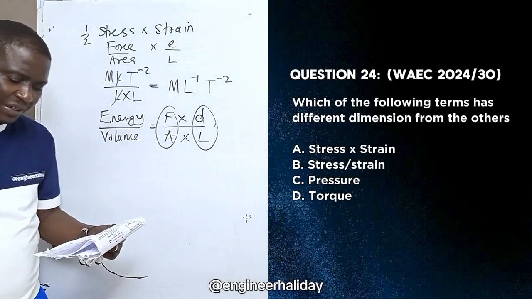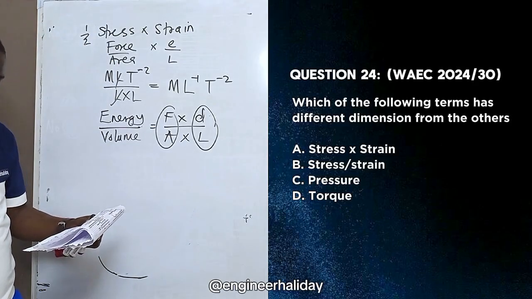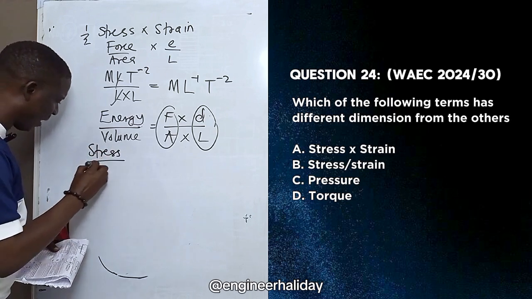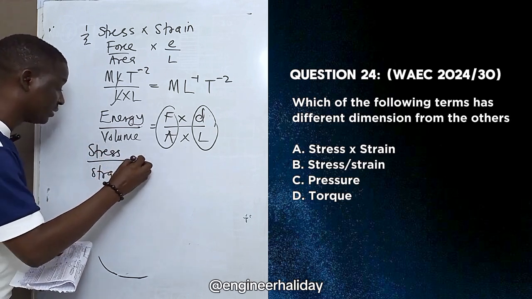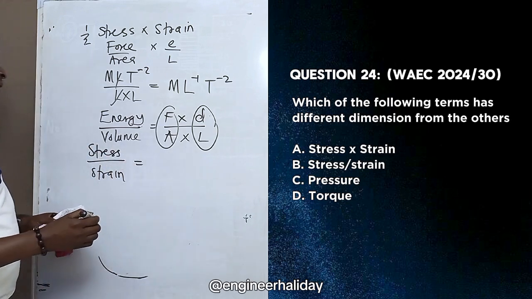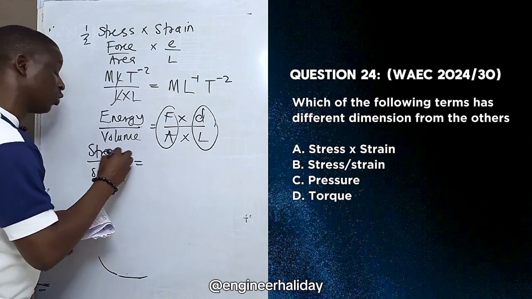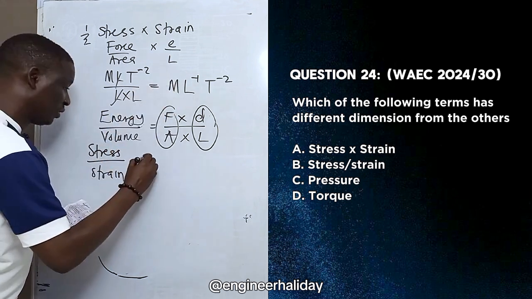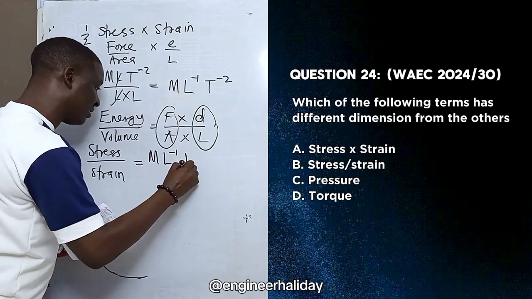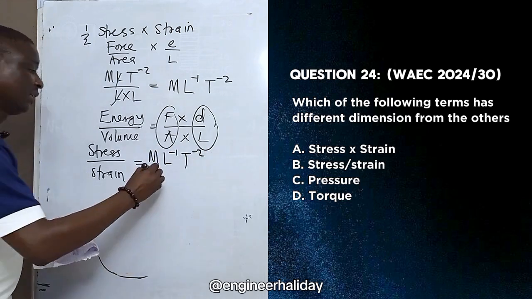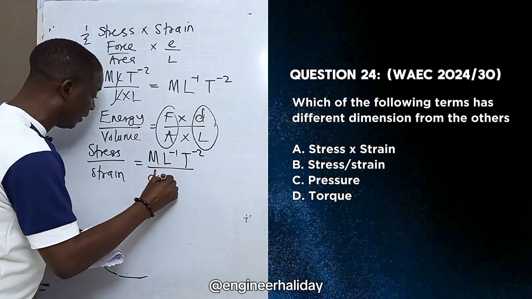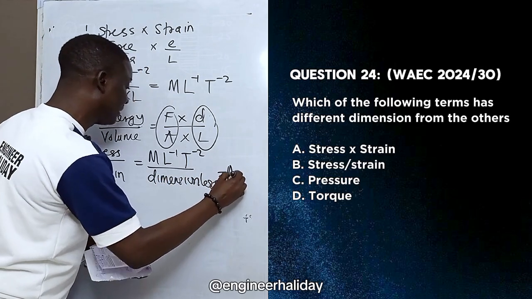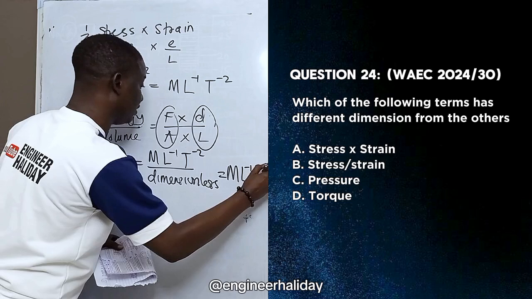So option B says stress over strain. This is what we call the Young modulus formula. Stress over strain is Young modulus, and Young modulus has the same dimension as this, which is ML^-1T^-2. Stress divided by strain: since strain is dimensionless, it retains its dimension, which is this one.